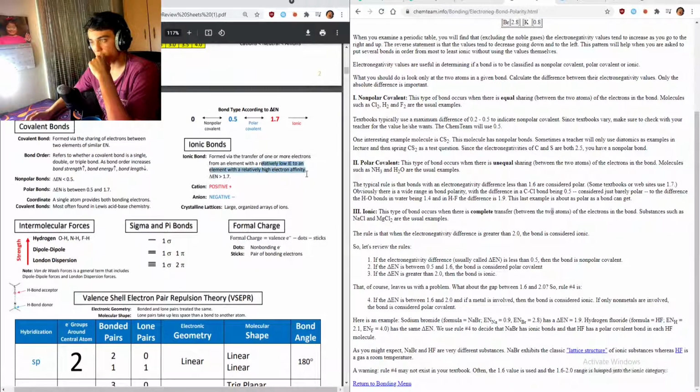I want to understand the sentence right here. An ionic bond is formed via the transfer of one or more electrons from an element with a relatively low ionization energy, which means the minimum amount of energy required to get rid of it, to an element with a high electron affinity, that they want to take. So ionization energy is losing electrons. Electron affinity is wanting electrons.